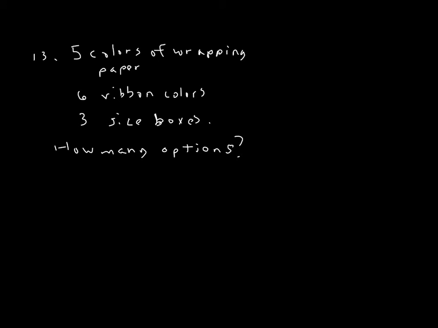Number 13, you buy a gift for your mom, you want to have it wrapped. There's 5 colors of wrapping paper, 6 ribbon colors, and 3 sizes of boxes. How many options are there for wrapping the gifts? This is an application of the fundamental counting principle. There are 3 categories, and there are choices in each category. So you have 5 kinds of wrapping paper, 6 kinds of ribbons, and 3 sizes of boxes. When you multiply them together, you get 90 different outcomes.